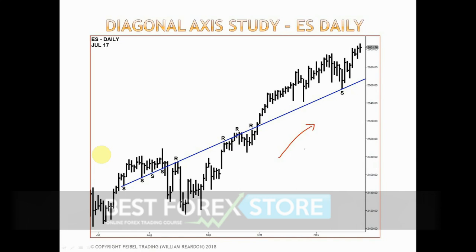But how can one argue its validity? We can see the axis line working. It's uncanny. It's phenomenal how this stuff works. But more importantly, it is readable.